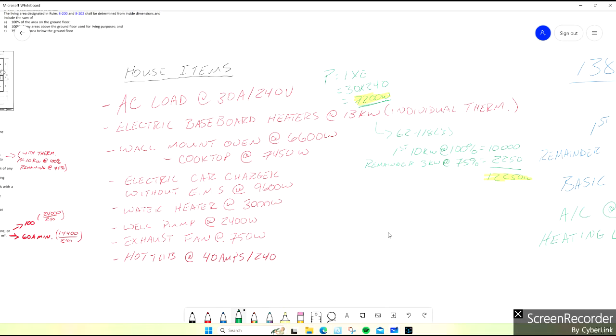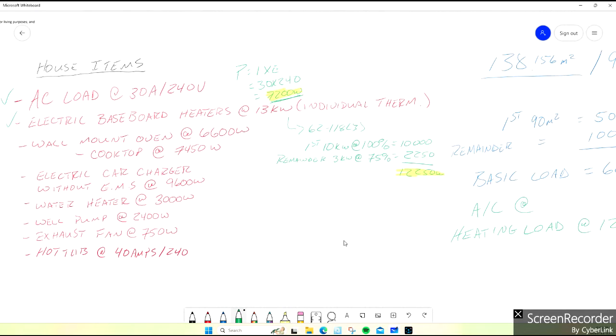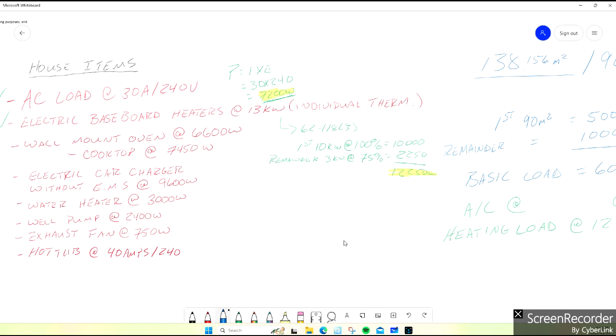So we've done the AC load, we've done the electric baseboard. Now we're going to the wall mount oven and cooktop. So this is one of those fancy ones where you got the ovens in the wall and the cooktop on maybe an island or just a countertop. But you treat it as one, as if it was like a range just tucked into the cabinetry. Right, so here we're going to have to add these two up. So we're going to take this and add it into this, so we got 6,600, 7,450, add that up, so 1,450 watts.